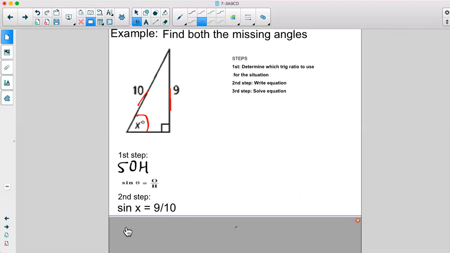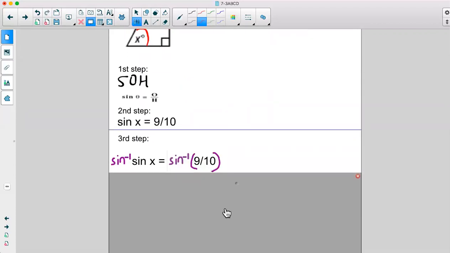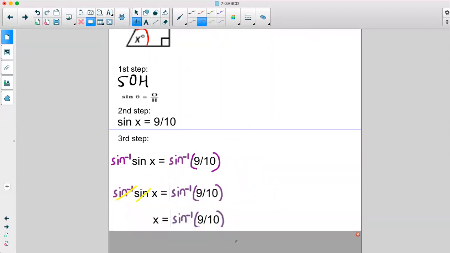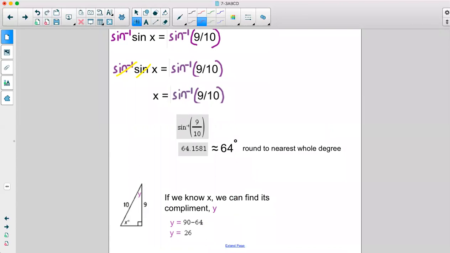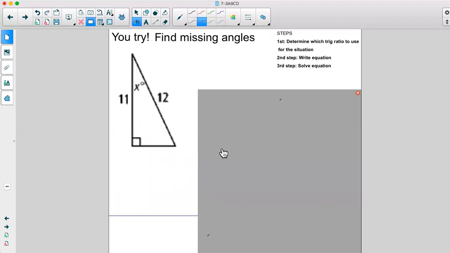And now, in order to find that missing angle, we need to take the inverse sine of both sides to solve for x. When we take the inverse sine of both sides, inverse sine will undo sine and x will pop out, but we have to just remember to do it to both sides of the equation. When we punch that into our calculator, we get our answer for x. And once we have x, we can find y, the other angle, because we know that the two acute angles inside a right triangle are complementary. So pause, find the missing angles, and then press play for the solution.